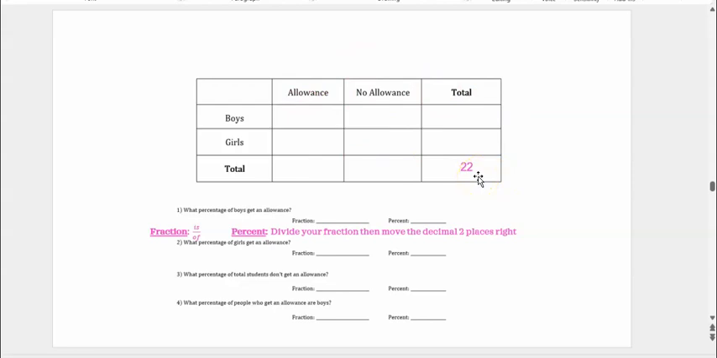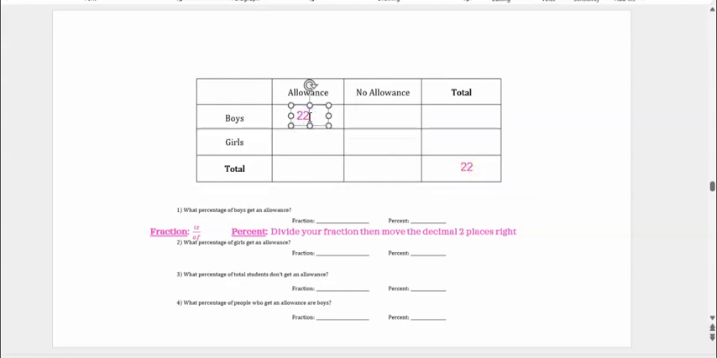So I'm going to think about my 7th period class in particular. There are 22 kids in that class. So your total in the bottom right corner, that's the grand total. There's 22 kids in that class. So let's say I gathered some information. Write these numbers in your table too.